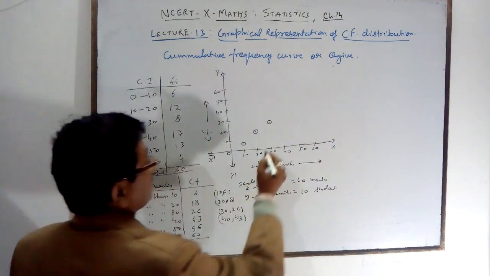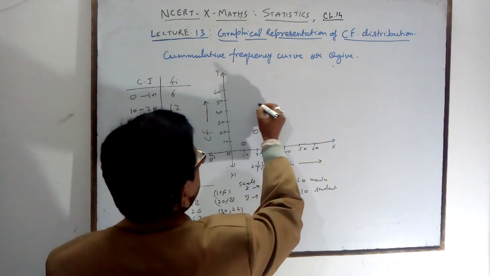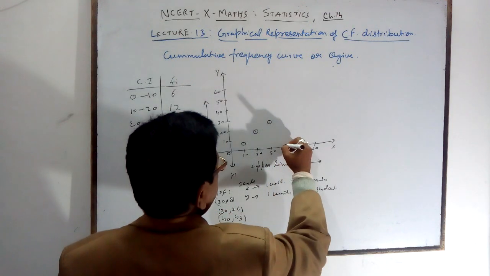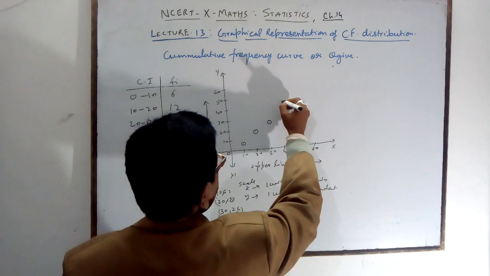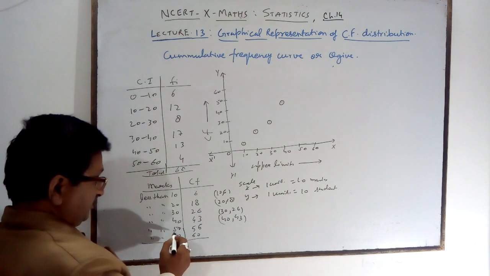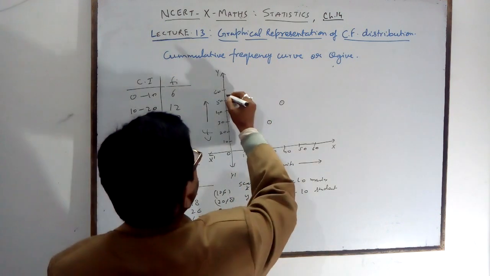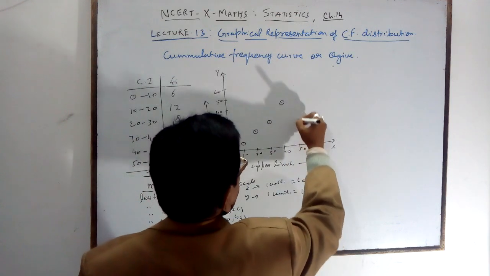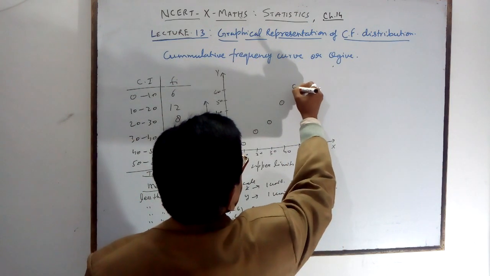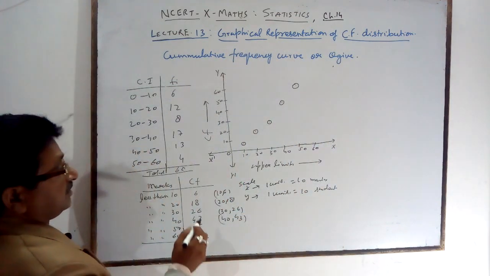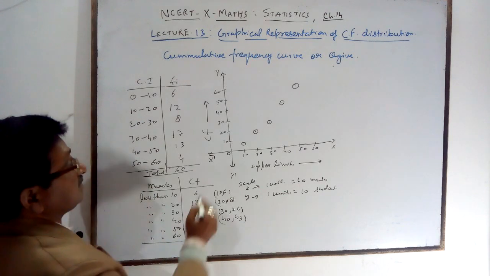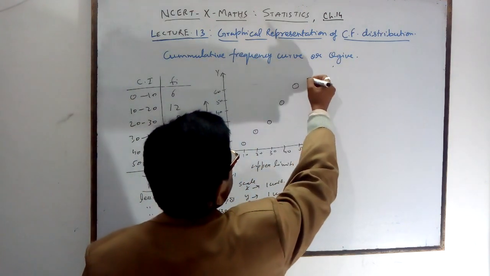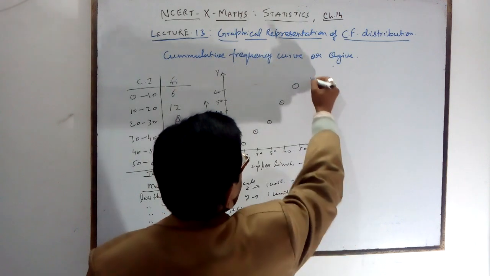40 comma 43. 43 is here, and you will take a line till here. From here you will take 40 comma 43, and then 50 comma 56. 56 is near the 60. You will take it here, and from here you will graph. You can get 50 comma 56 directly, and 60 comma 60. The last is already given, 60 in front of this.